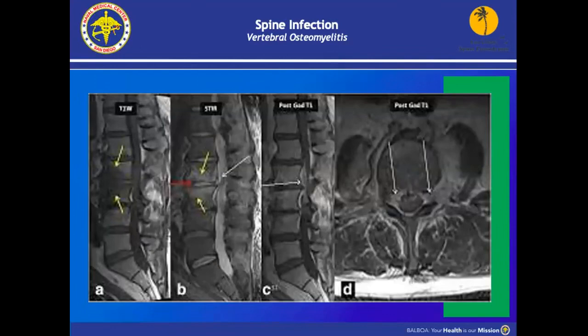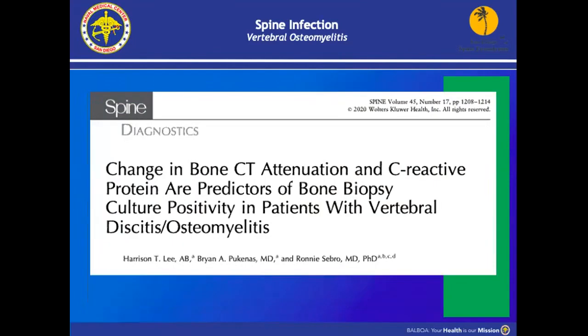Of note, this destruction and involvement of the disc space differentiates this from tumor, where those features are rarely present. This axial image here on the right just also highlights the ease with which extension into the adjacent soft tissue can occur, such as in secondary psoas abscess, which I'll also touch on briefly.